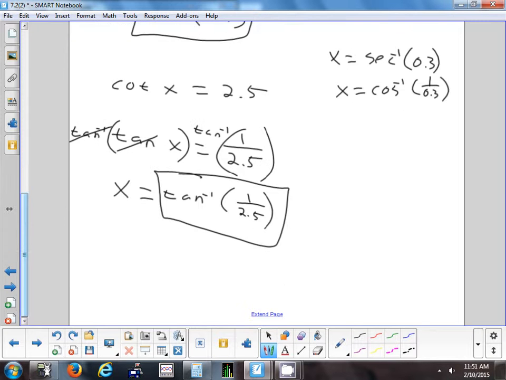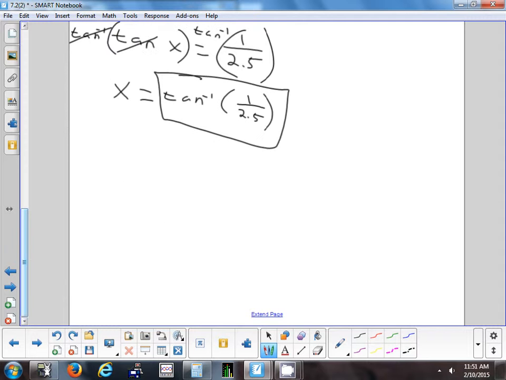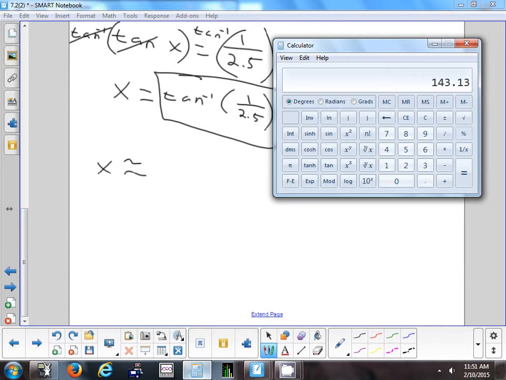Okay, so now we can actually go ahead and find our answers. Okay, and if you don't have a graphing calculator, you don't need one. Take 1 divided by 2.5. Take the inverse tangent, and we're doing it in degrees again. So 21.80.